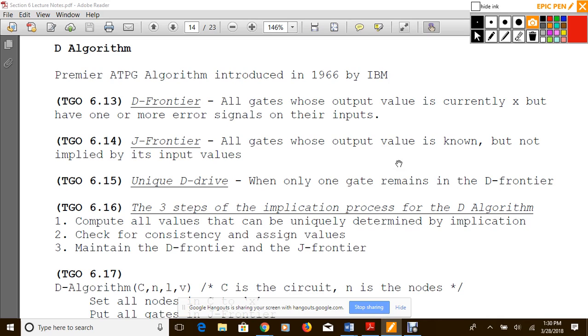So the J frontier are all gates whose output value is known, but is not implied by the input value. So somehow we have figured out what the output is based on a different gate in the fan out, and because of that, remember in the other example we showed that we knew what the other gate needed to be, so we knew that the input to the inverter had to be 1, and therefore we had to choose it as a 0. So that would be an example of a J frontier circuit.